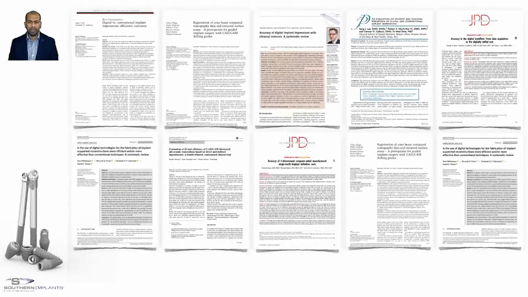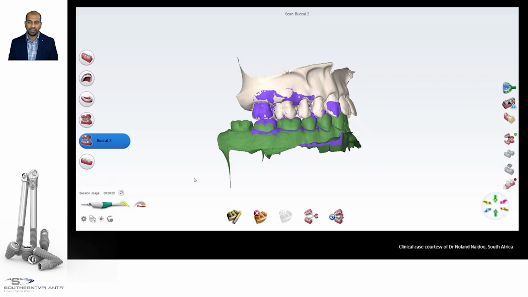So let's go back to the literature, because we talked about digital. What do we then do after the provisional restoration has healed and the soft tissue has matured? We've spent all this time being as meticulous as we can. How do we transfer this soft tissue information, the implant position, to the laboratory to then fabricate a definitive restoration?